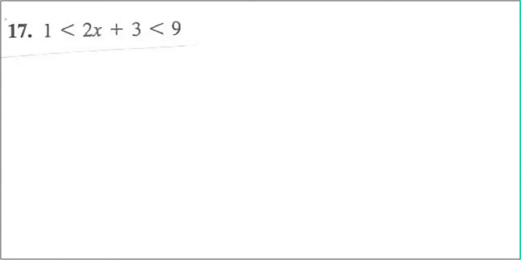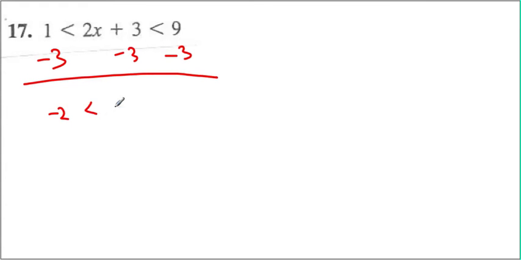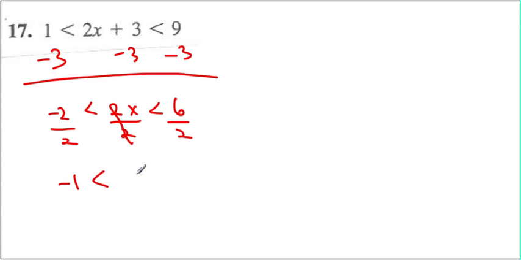Alright. How about here? Whatever I do to one side, I can do to the other. So in this case, I can subtract 3 from all 3 sides. Then I'll be getting -2, which is less than 2x, which is less than 6. Now, dividing it by 2, since it's a positive number, we don't have to worry about the other side. We end up getting -1, which is less than x, which is less than 3.